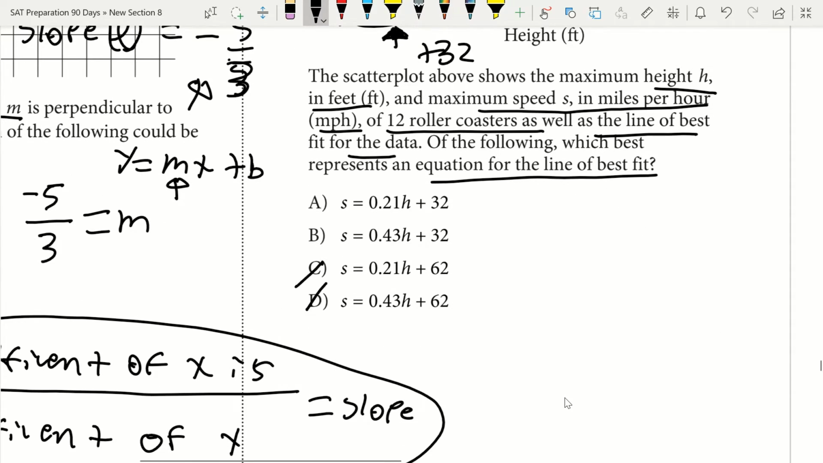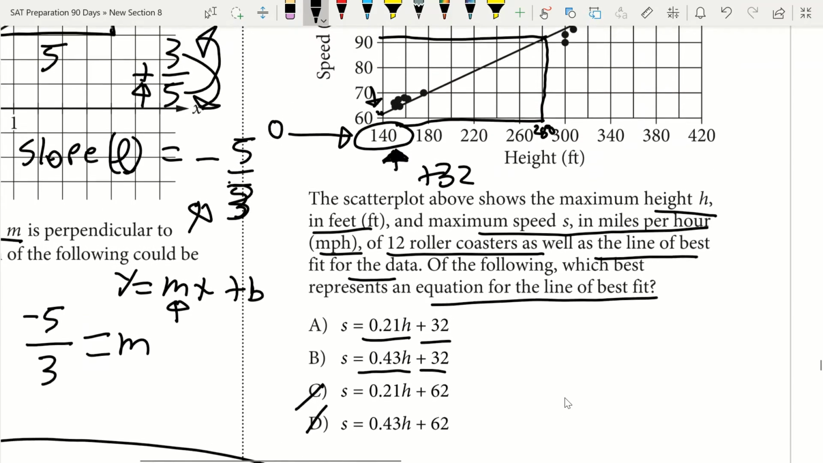So I can get rid of C and D, since I know I have positive 32. I check to see if my slope can give me my answer. I see that I'm going to have to actually find it, because I can't just tell by the sign and the direction of my line.